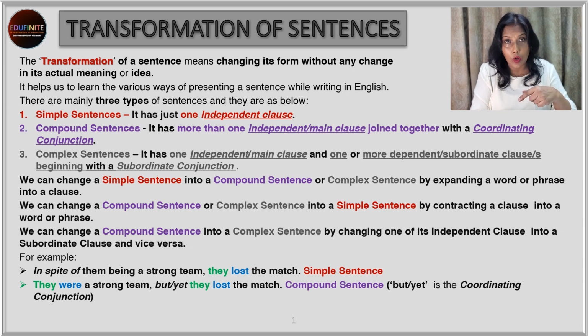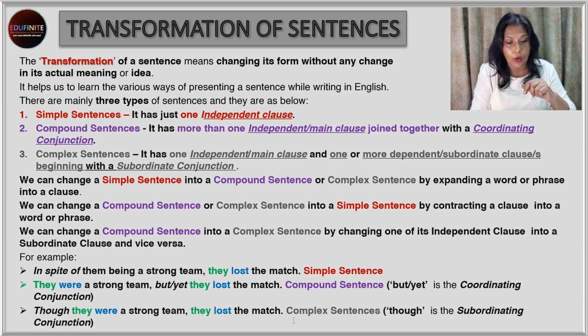Now the next one is a complex sentence. Here we'll have to have one subordinate clause and one independent clause. So we'll change one of the independent clauses of the compound sentence and turn it into a subordinate clause. Let's see how. Though they were a strong team. So what did we do? We started this independent clause with the subordinating conjunction though and turned it into a subordinate clause. Why? Because if we just say this much, though they were a strong team, it does not express a complete idea.